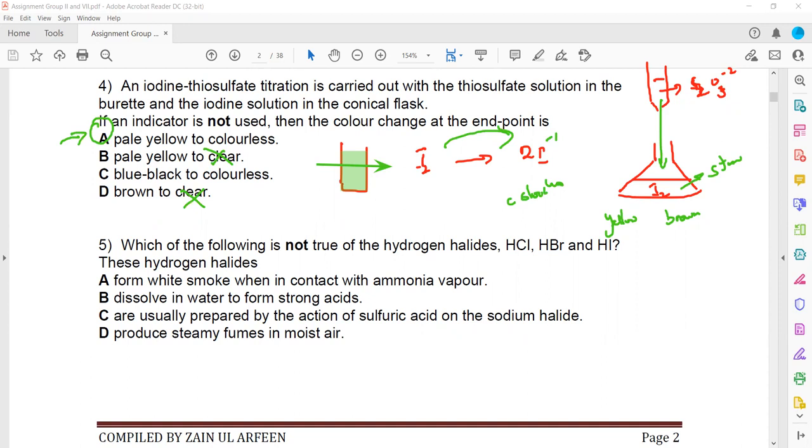Is it clear? Discussion? That's why we select option A.